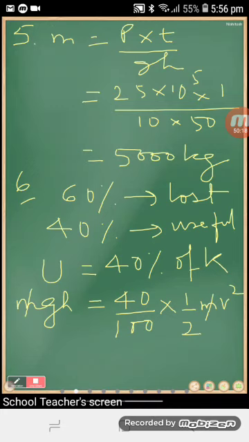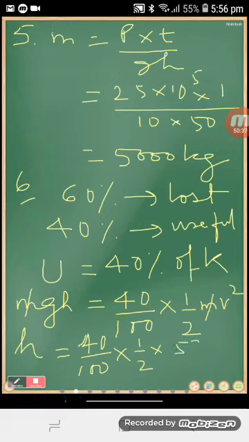So H we can write as, two things will cancel, 40 upon 100 into 1 by 2 into V, which was given as 5 meters per second, so 5 squared divided by G. G is taken as 10. So now if you solve all this, you will get 0.5 meter.